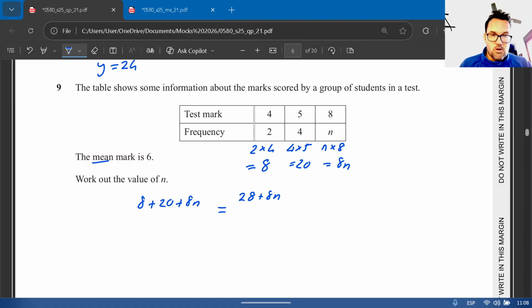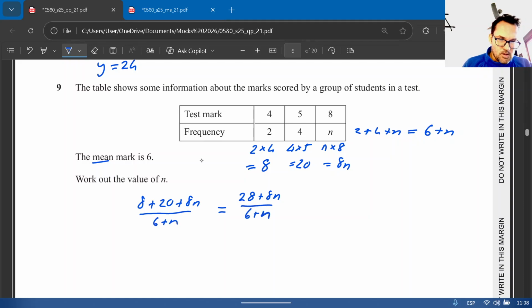So how many students are there? Well, it's 2 plus 4 plus n students. So that will be 6 plus n. Not 6n, 6 plus n students. Right, so that's the calculation to get the mean. If we knew what n was, we could just put it in there and we'd know the answer. Oh, we have the answer. The answer is 6. On average, the students got 6 out of 10.